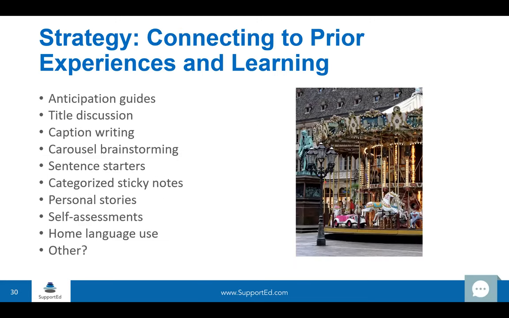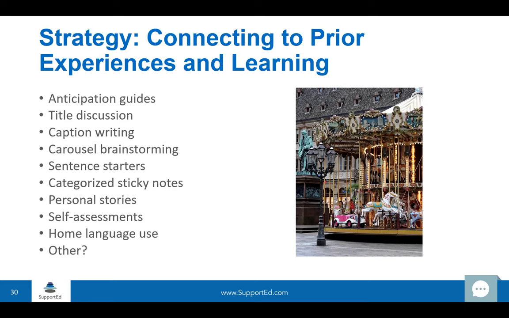Another strategy is connecting to prior experiences and learning. So I'll give you some examples of what a couple of these look like, but you can see examples here. Do you have any others that you use to connect to your students' prior experiences and learning? You can share them in the chat if you do. There are many items on the list: personal stories, self-assessments, encouraging them to use home language.